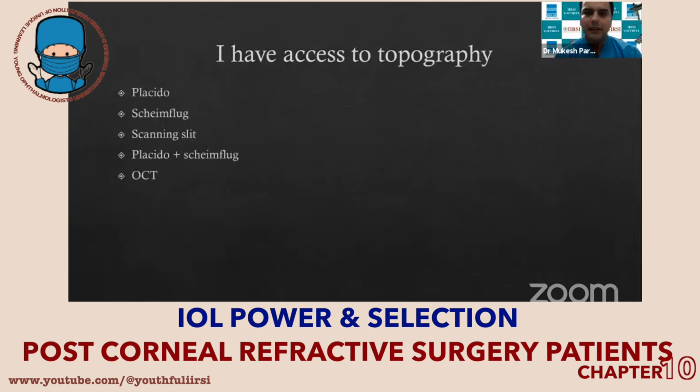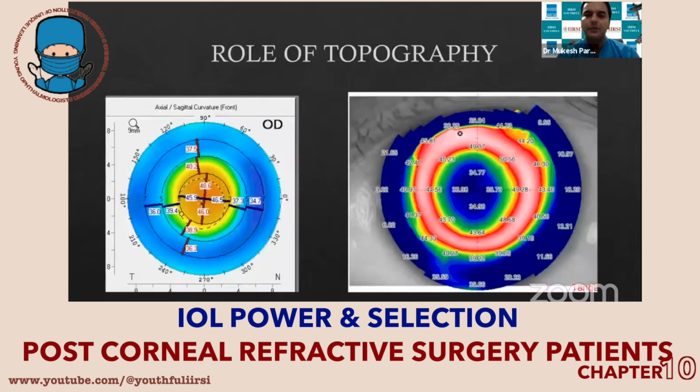And suppose you don't have access to a topography, the question that you ask yourself is: should I refer this patient for a topography? And if yes, should I send him to a place where there is a Placido topography, or to a place where there is a Scheimpflug or an OCT-based topography? What is the role of the topography? The first and foremost role of the topography is to determine the ablation pattern.